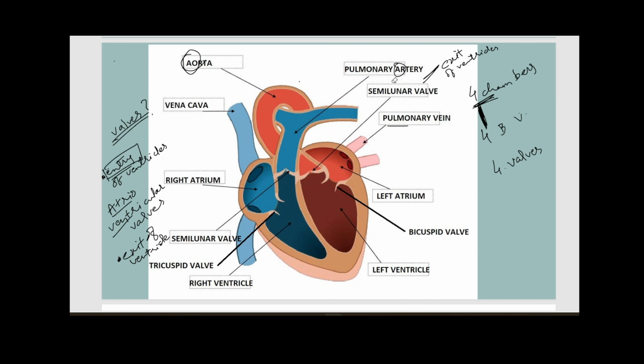And one line standard answer, if they ask about the valves anywhere, you just have to say they prevent backflow of blood. That's it. Okay, so we discussed the four chambers, four blood vessels, four valves.